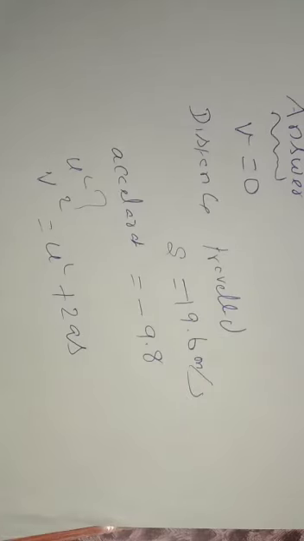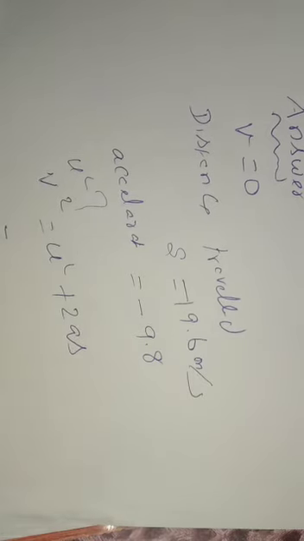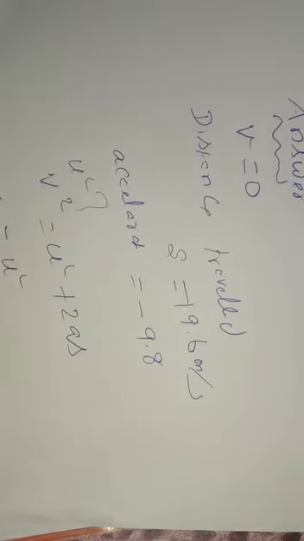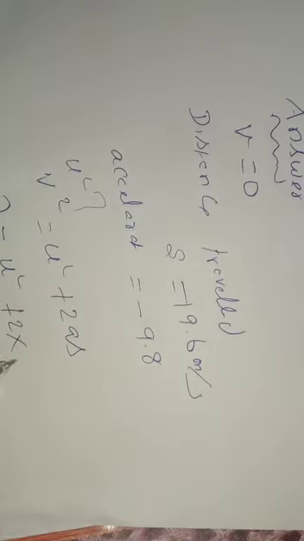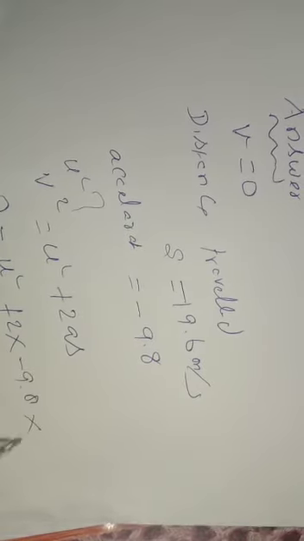So now, what is U squared? This is what we are going to compute. Final velocity is 0, plus 2 into A. Acceleration is negative, so minus 9.8, into S, meaning displacement, that is 19.6.